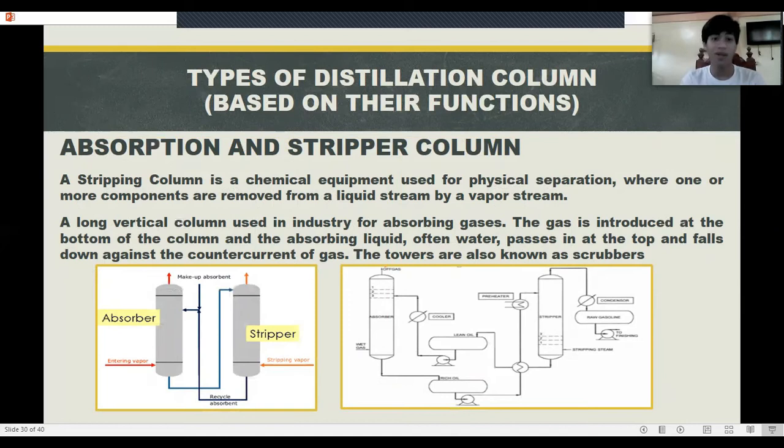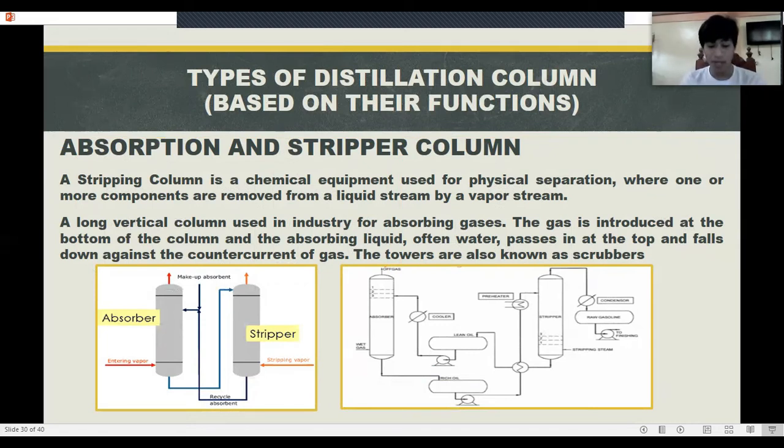An absorption column is a long vertical column used in industry for absorbing gases. The gas is introduced at the bottom of the column and the absorbing liquid, often water, passes in at the top and falls down against the countercurrent of gas. The towers are also known as scrubbers.